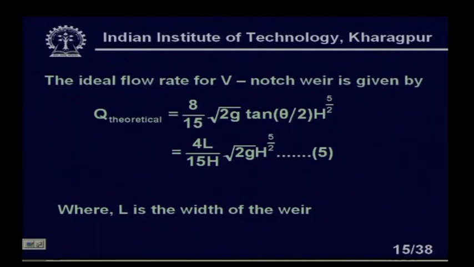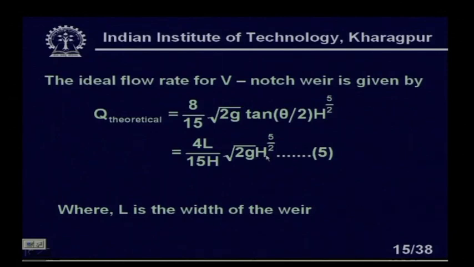Where L is the width of the weir. So, what is the variable here in the Q theoretical also? You see h, as the liquid volume flow rate increases, h will increase, right. The height or head of the weir is increased. This h is to be measured by some means or the other, right. All other things are constant, L is constant, g is also constant. So, it is quite nonlinear, okay, as you can see. So, this h is to be measured and this height is calibrated in terms of the volume flow rate.